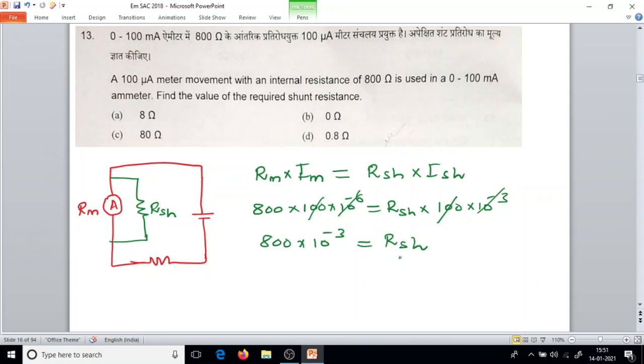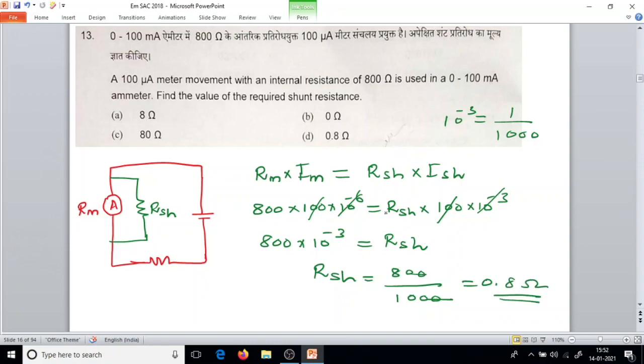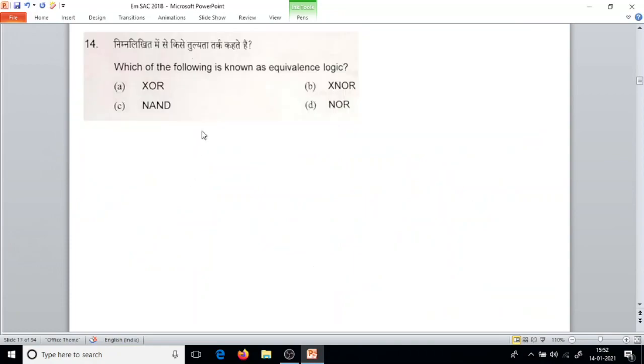So R shunt resistance value equals 800, which equals what? If you multiply by 10 to the power minus 3, it means 800 divided by 1000. Correct. This 10 to the power minus 3 equals 1 divided by 1000. So it cancels, and we will get 0.8 ohm. So with a 0.8 ohm shunt resistance, we use it with the original meter, then we can measure up to 100 milliamps.